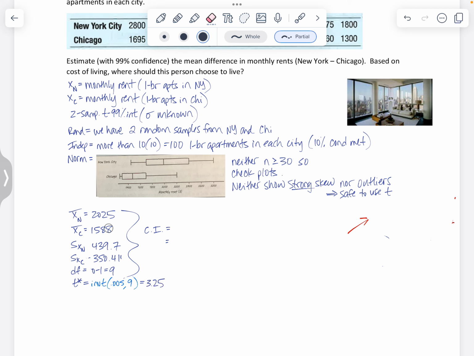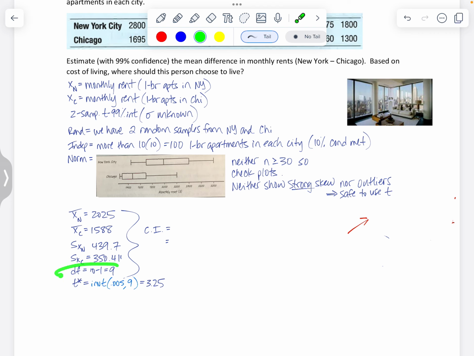It looks like the sample mean of those 10 apartments in New York is 2025. For Chicago, it's 1588. That seems like a significant difference to me. Almost a $500 difference, right? That seems like a big deal, but we don't know statistically if it is or not. There are my standard deviations, and notice my subscripts here. I'm labeling N for New York and C for Chicago, so it's clear.